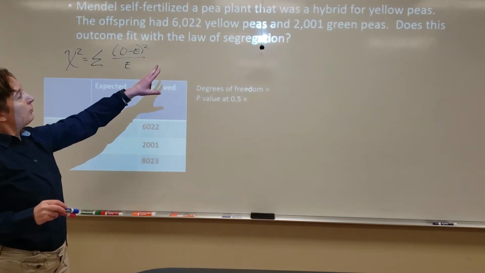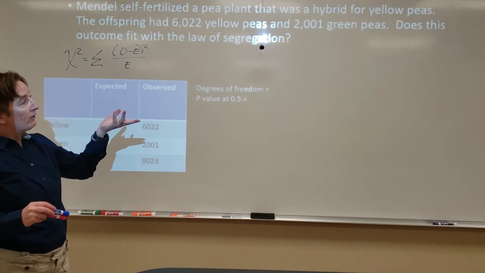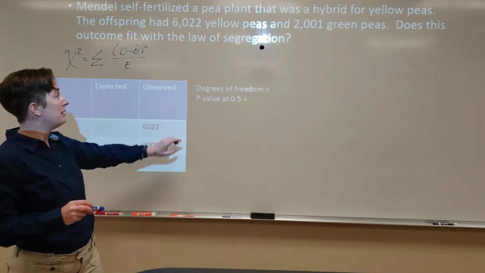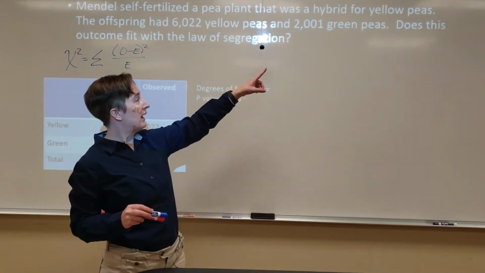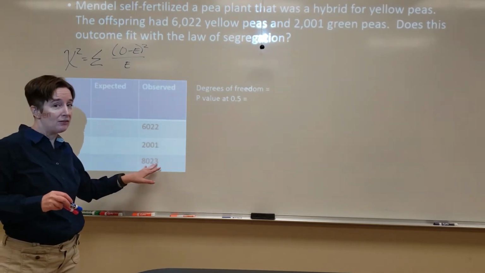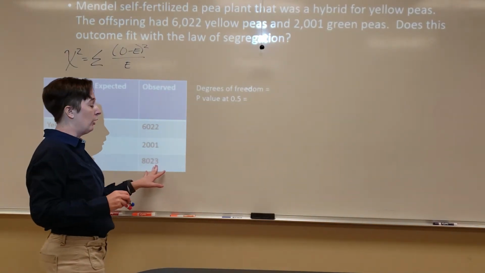And so in the problem, it tells us that Mendel was going to be crossing a plant that was hybrid for yellow peas, and he ended up producing 6,022 plants that had yellow peas, and then 2,001 plants that had green peas. So we're just going to write that in the table. That's our observed data. And we're going to need to total that because this total is going to come back to us a little bit later on.